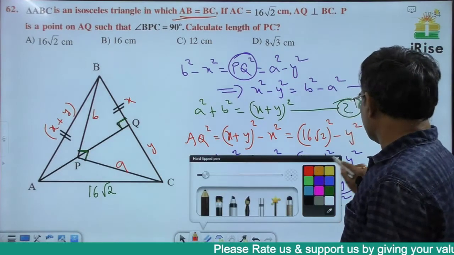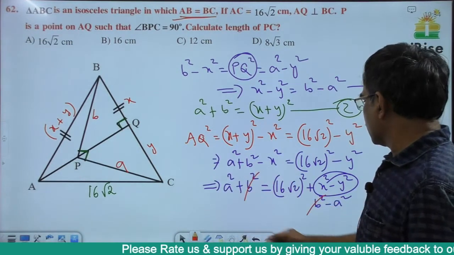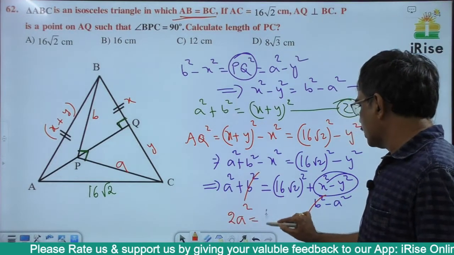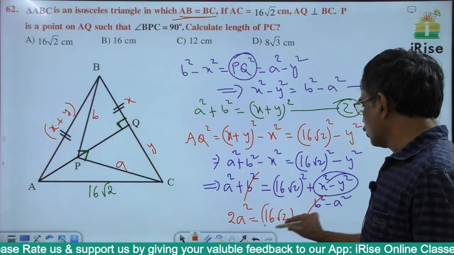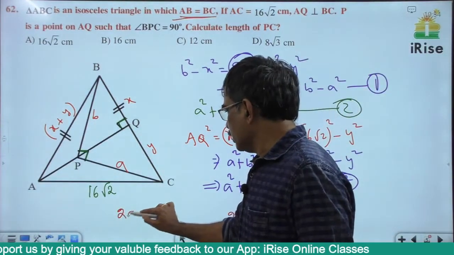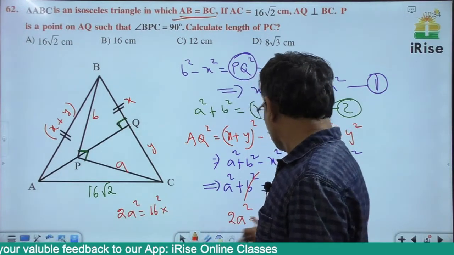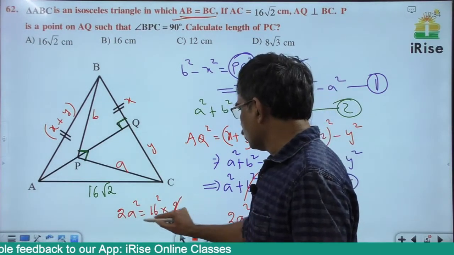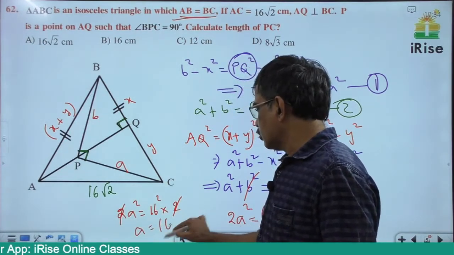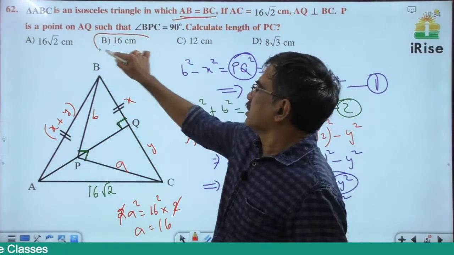So here b square cancels on both sides. Transfer to the right side, we get 2a square is equal to (16 root 2) whole square. So 2a square is equal to 16 square into (root 2) whole square, which is 2. 2 cancels. a square is equal to 16 square. So a is equal to 16. So PC value is 16.